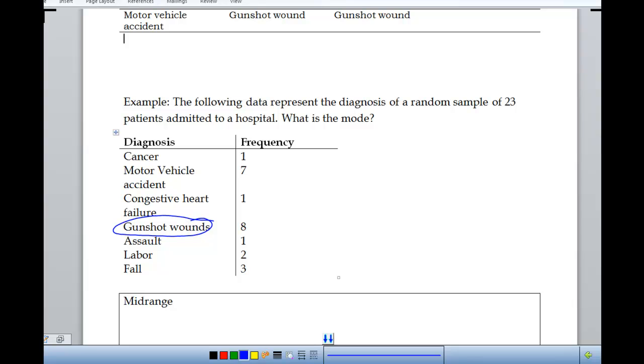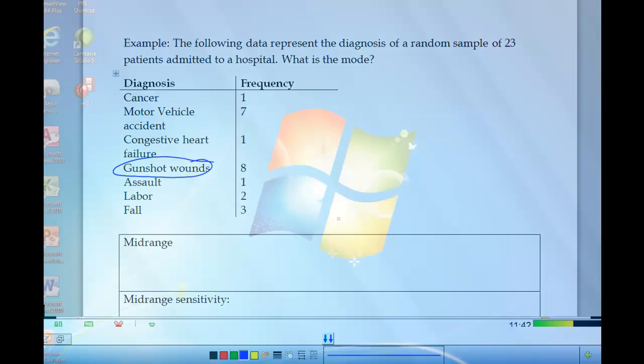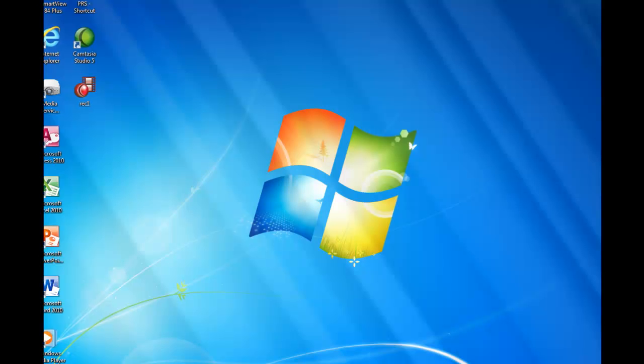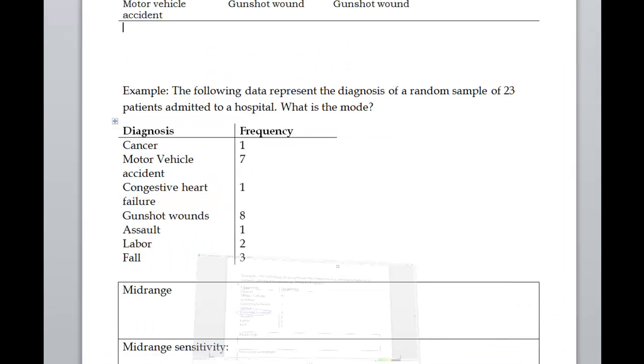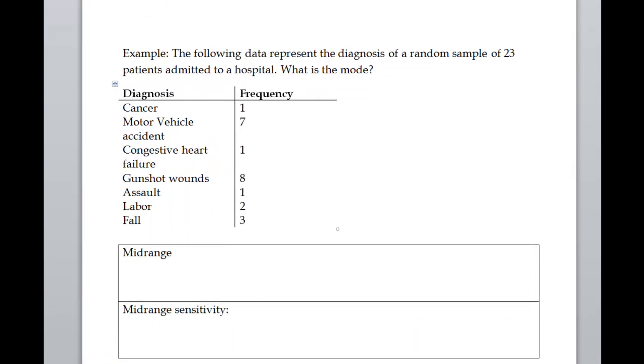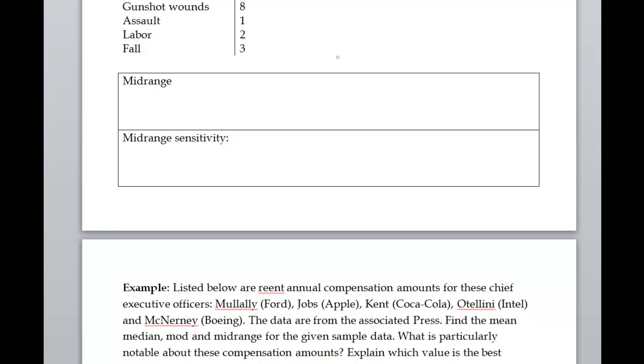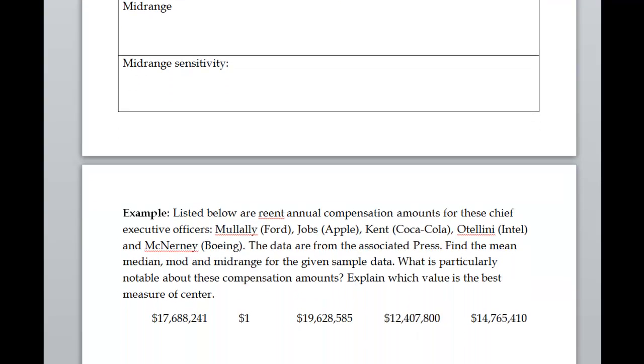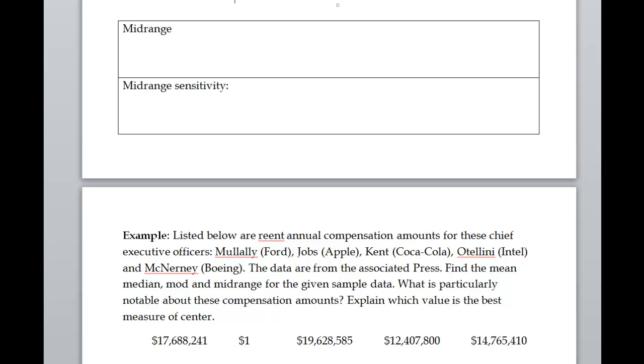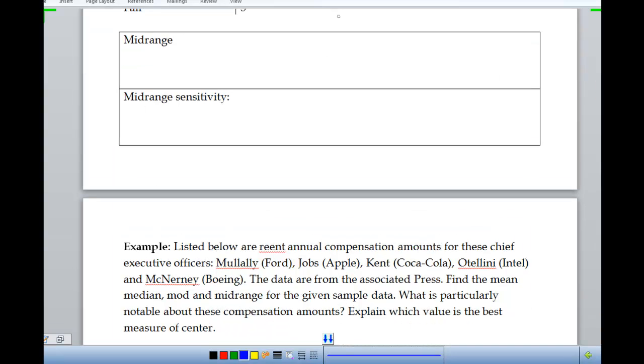All right, and let's talk just briefly about the mid-range. Okay, the mid-range just really looks at the average of the highest and lowest values. So the mid-range is the minimum plus the maximum divided by 2. Okay, that's the mid-range.